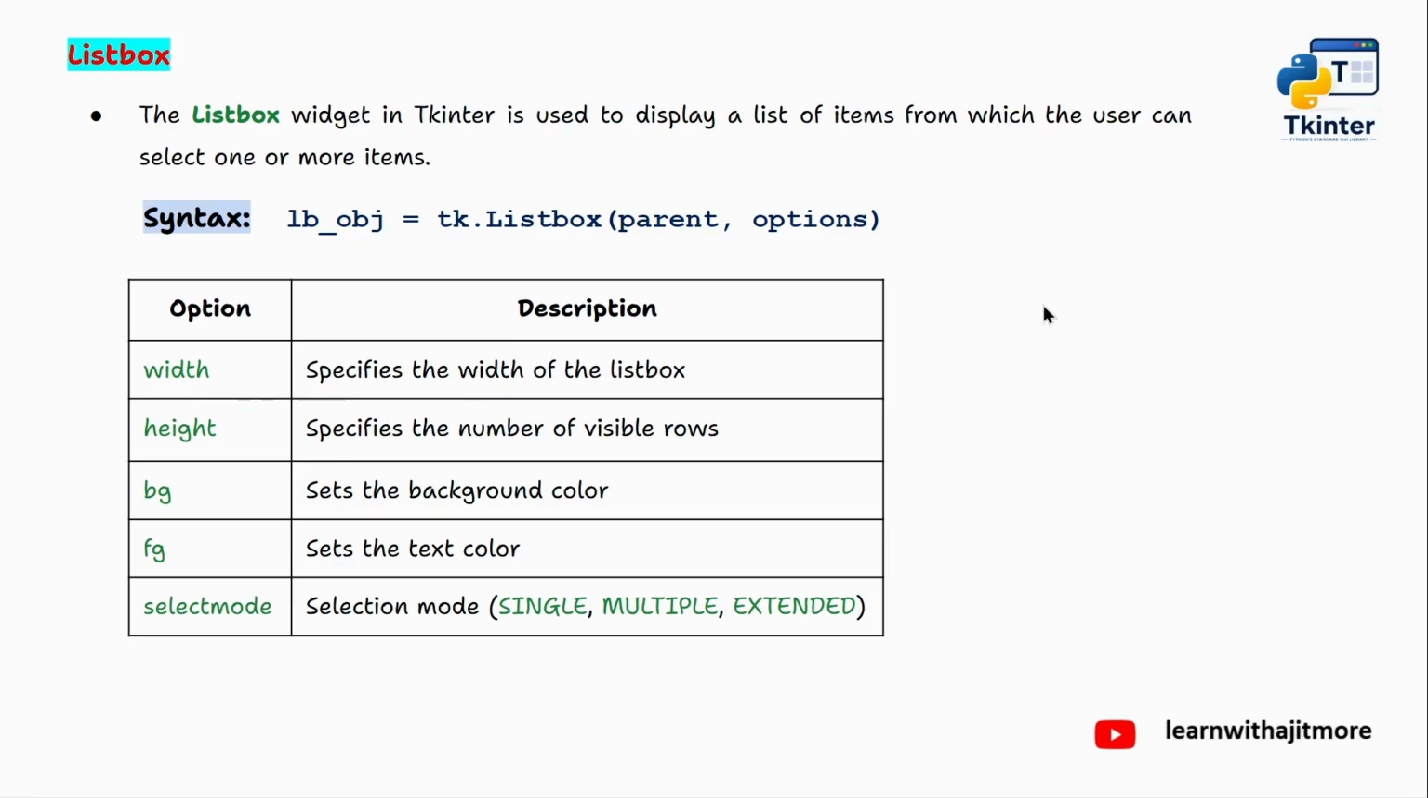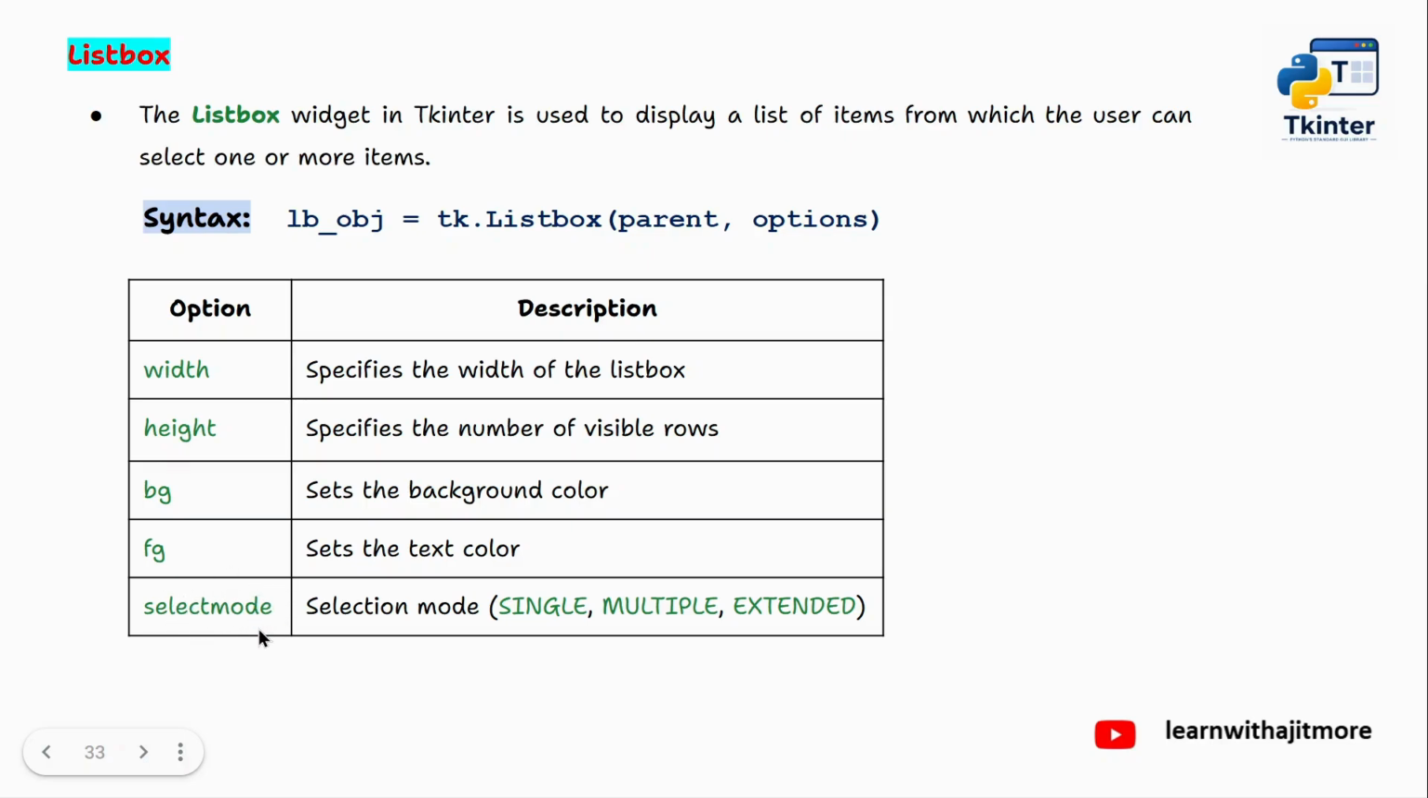Width, the width of your list box. Width in terms of characters. It specifies the width of the list box. Height in terms of lines. So if I give height 5, only 5 lines will be visible, 5 rows in short. It specifies the number of visible rows. Then the foreground color, the background color. And this is one more important thing.